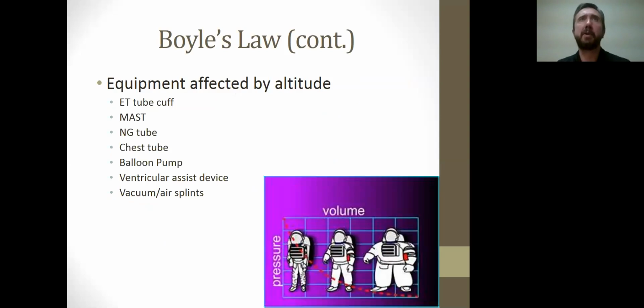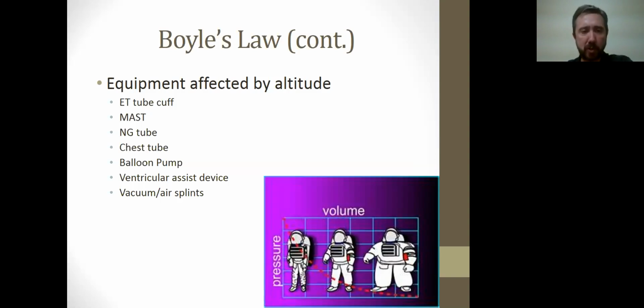So remember that the barometric pressure is going to decrease when we're increasing the altitude. So this is going to affect specifically hollow components, such as an ET tube cuff, where we want to make sure that we're monitoring those pressures. And that'll be a part of the training in the practical aspect of it. Of course, MAST pants will expand upon altitude increasing, though I don't think of an industry that currently uses those. So we want to make sure that we're using an NG tube and it's vented, specifically in those patients who have any sort of gastric issues.